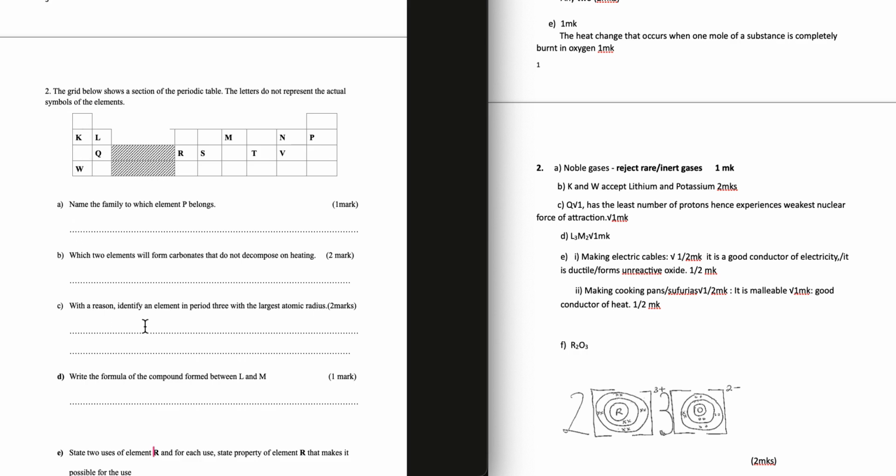With a reason, identify an element in the period 3 with the largest atomic radius. Q has the least number of protons and experiences weakest nuclear force of attraction. Write the formula of the compound formed between L and M.